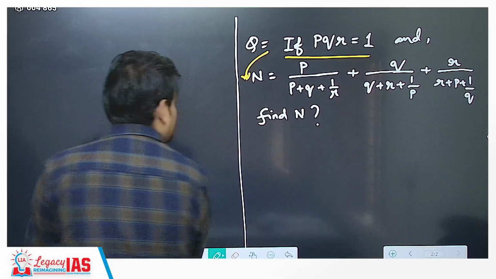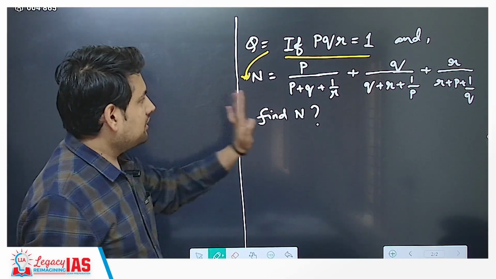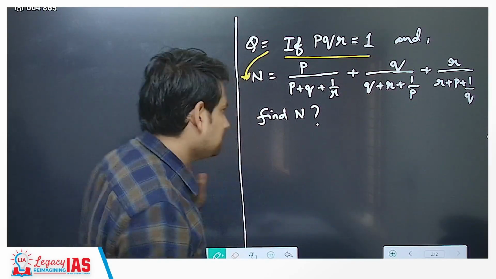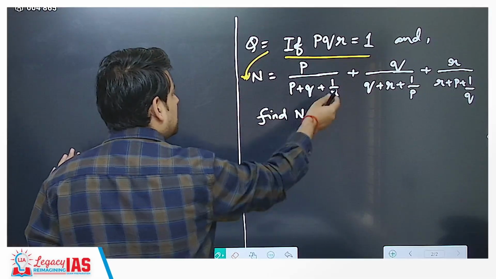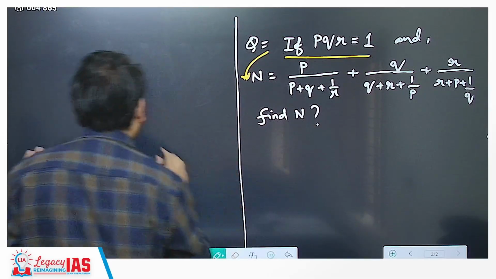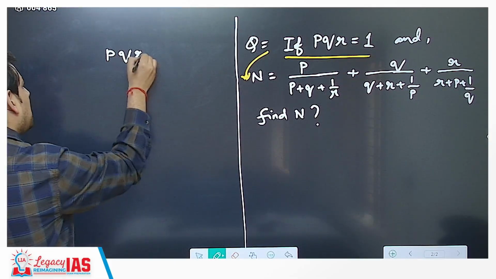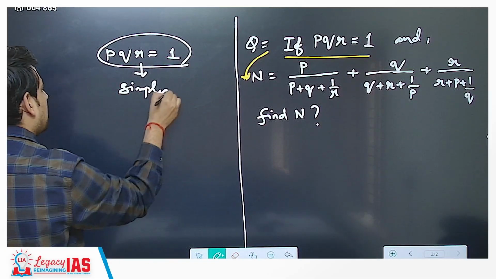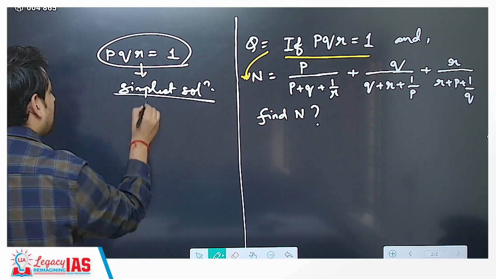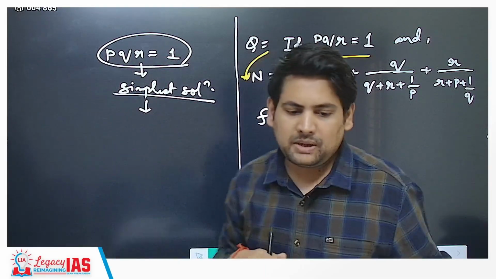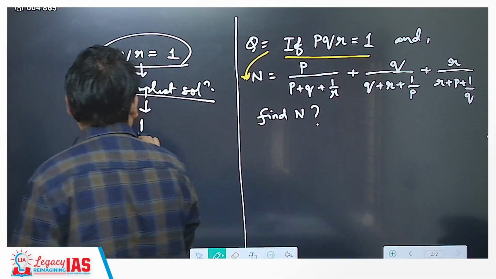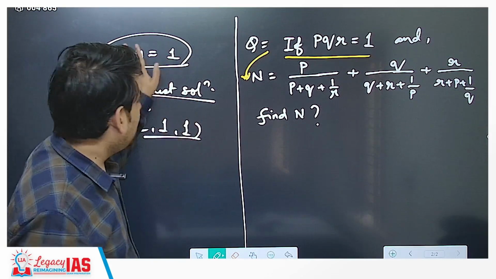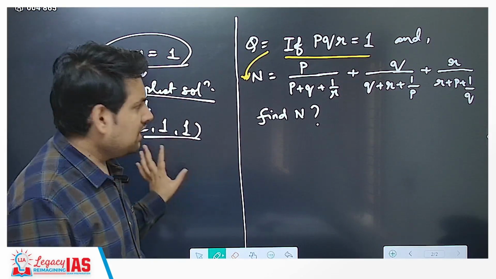So this question reads, if PQR is equal to 1 and N is equal to this, then you need to find the value of N. Now, one way is of course seeing this PQR and solving for it. The other way is simply, since it is given PQR is equal to 1, you need to find the simplest solution. The simplest solution for PQR may be 1, 1, 1. Correct? If you multiply 1 into 1 into 1, that gives you 1. So this is satisfying the above conditions.